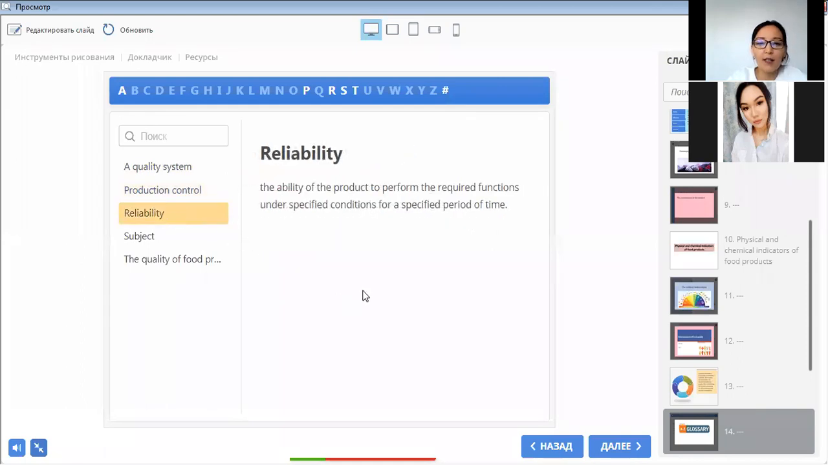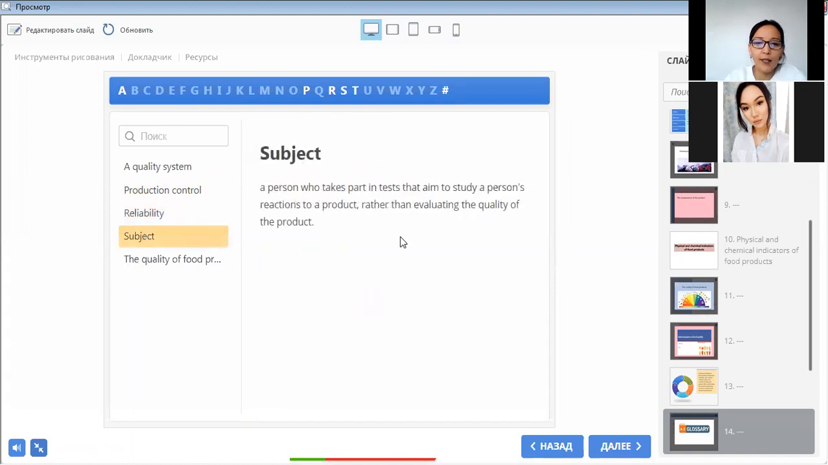Next term is reliability. Reliability is the ability of the product to perform the required functions under specified conditions for the specified period of time. And the subject is a person who takes part in tests that aim to study the person, his reaction to a product, rather than evaluating the quality of the product.